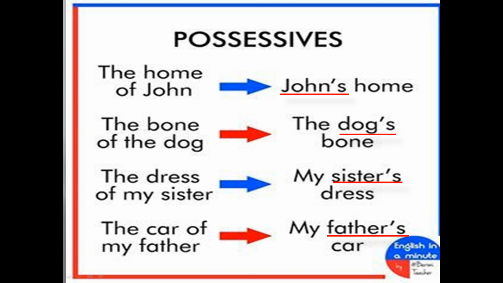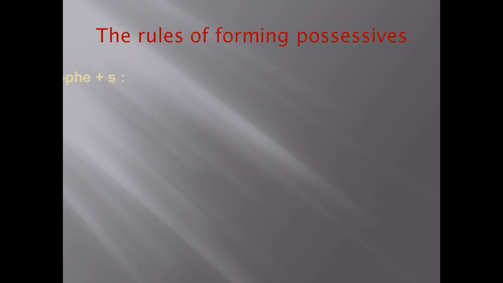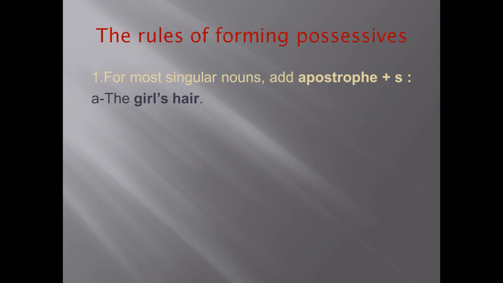I want to tell you about the rules of forming possessives. Okay. For most singular nouns, I simply add apostrophe S. Like this example here, in example A, the girl, we have one girl only. After the noun, I only add apostrophe at the top after the noun and before the S. So it will be the girl's hair to show that the hair belongs to this girl.